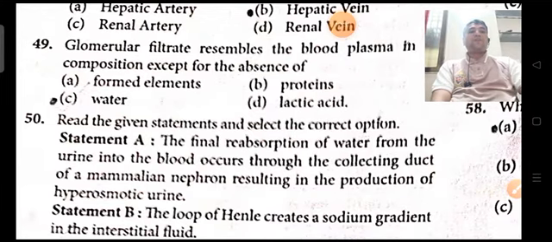Statement A: The final reabsorption of water from the urine into the blood occurs through the collecting duct of the mammalian nephron, resulting in the production of hyperosmotic urine. Statement B: The loop of Henle creates a sodium gradient in the interstitial fluid. Whether these statements are right or wrong.